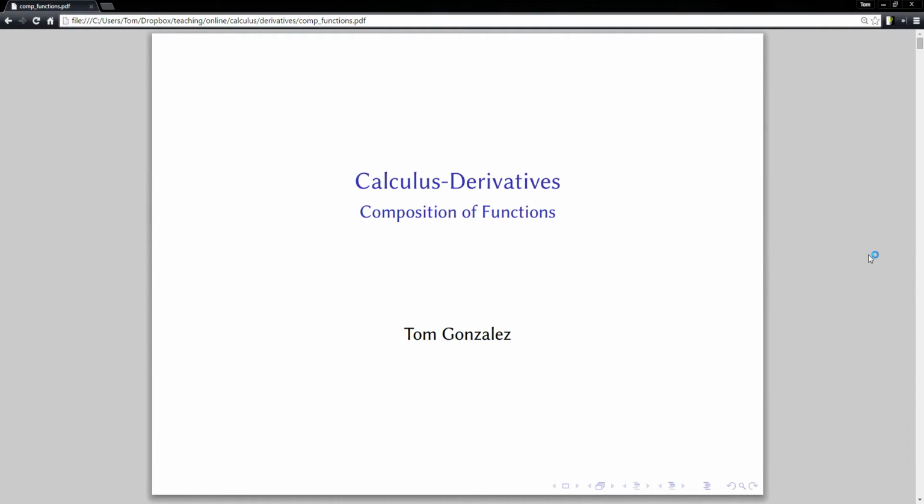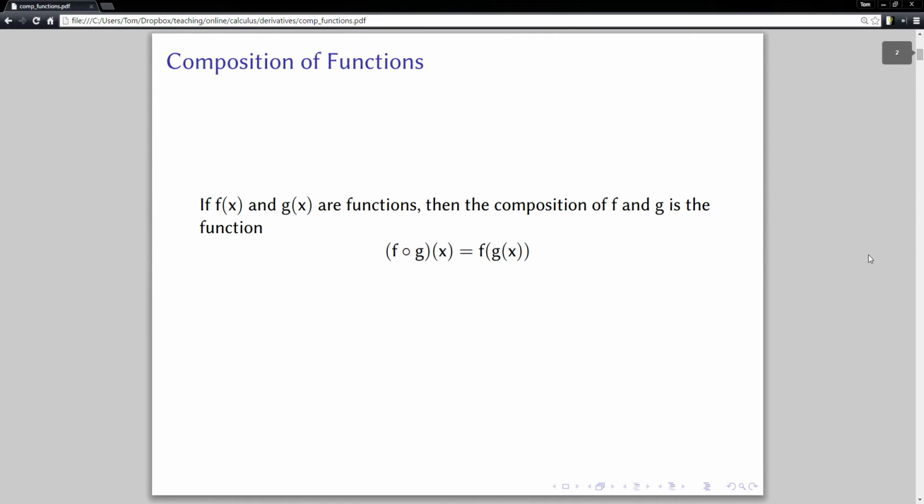In this video, we're going to talk about composition of functions. So this is a topic from algebra, right? It's one of the ways in which we can combine functions to make new ones.